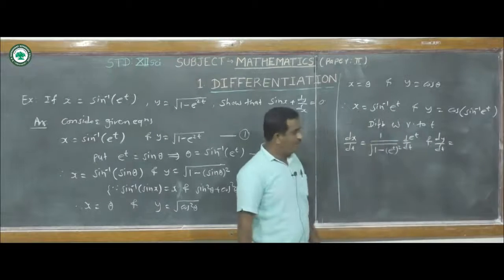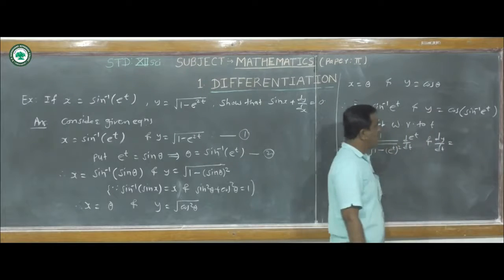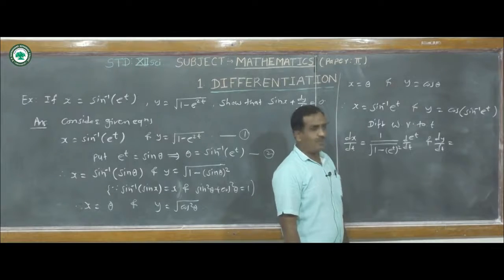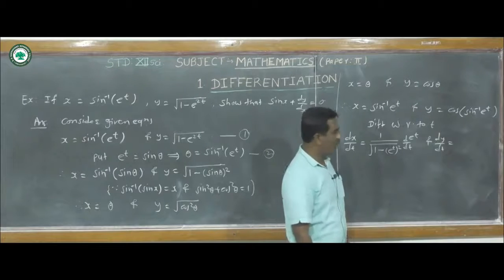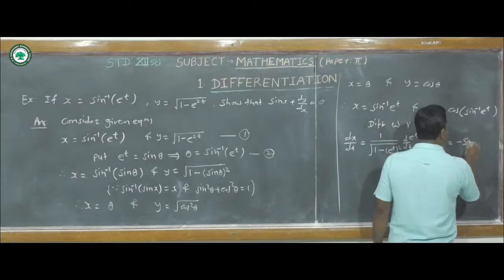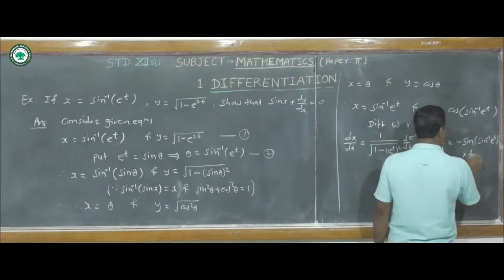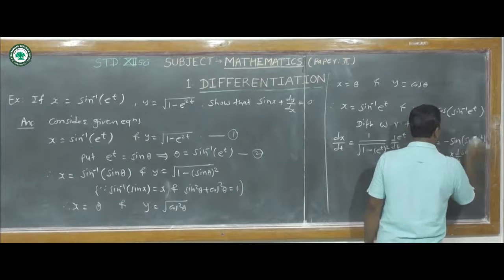This is minus... suppose this is f of x, a composite function, we get cos of f of x. We know that the derivative of cos of f of x is minus sin of f of x into f dash of x. Using this formula we can write here minus sin of sin inverse of e raised to t into d by dt of sin inverse of e raised to t.